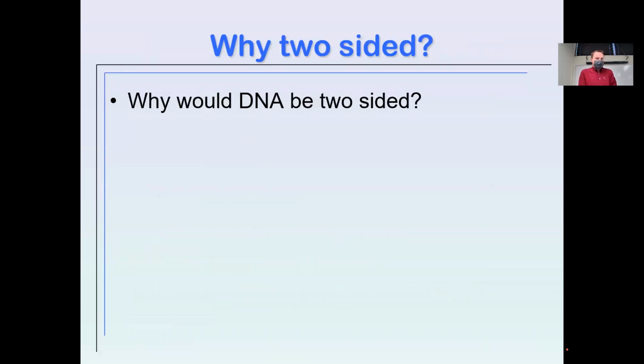Thought question: why two sides? By the way, we're going to learn later that we just code off one, right? Only one side is actually read, and protein is built off one side of the DNA. We know this. So why is there two?